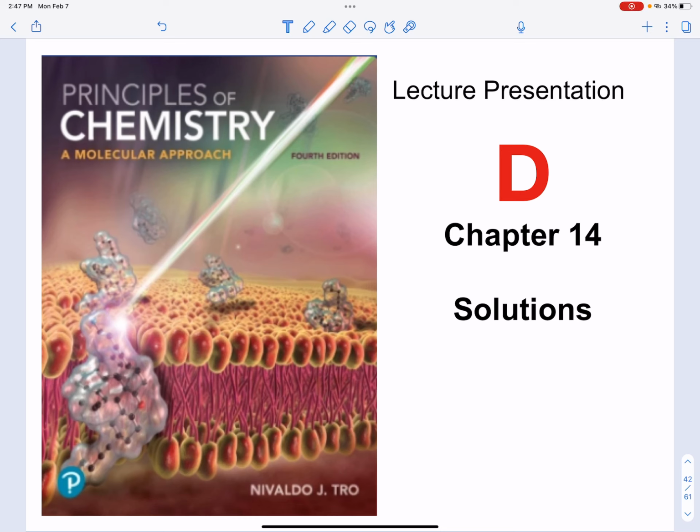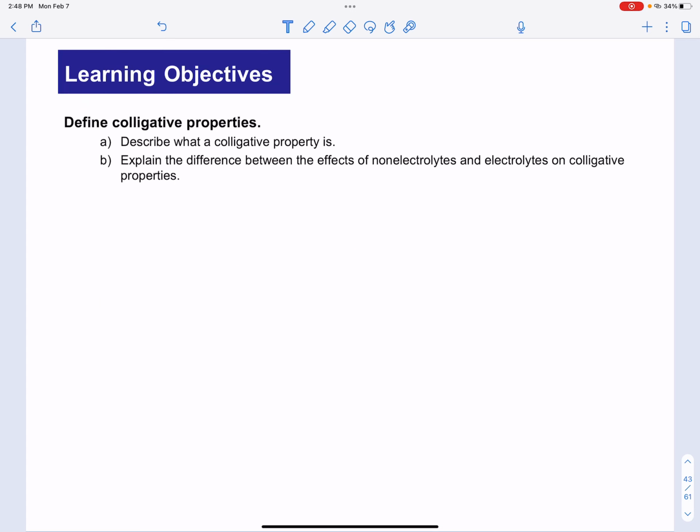Welcome back as we continue with chapter 14, part D. On this part, we're going to begin talking about colligative properties. So let's define colligative properties. That's a good place to begin.